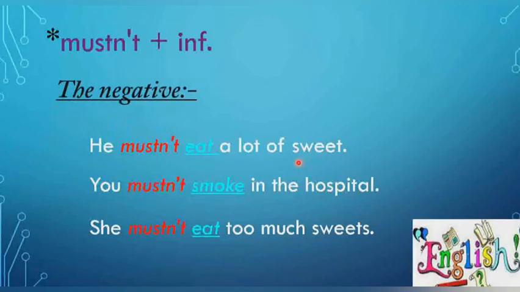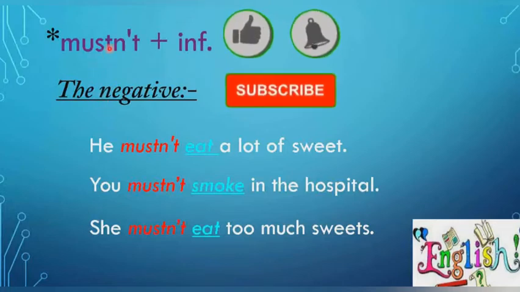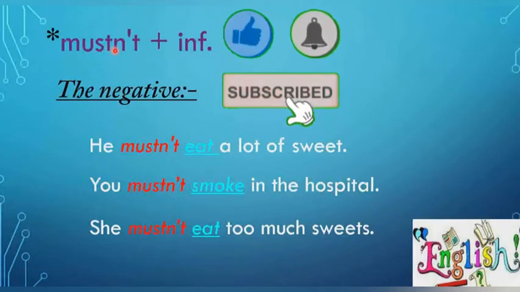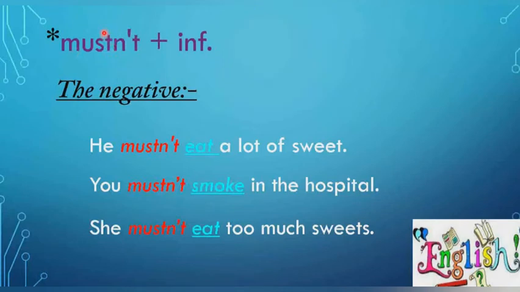In this part, we are going to talk about the negative form. If you want to turn must into a negative statement, we have to use must not, or we can shorten it and say mustn't. Also, mustn't here is followed by the infinitive form of the verb.